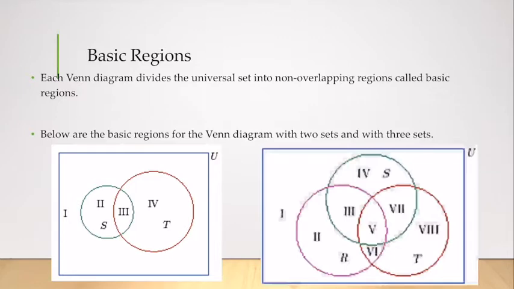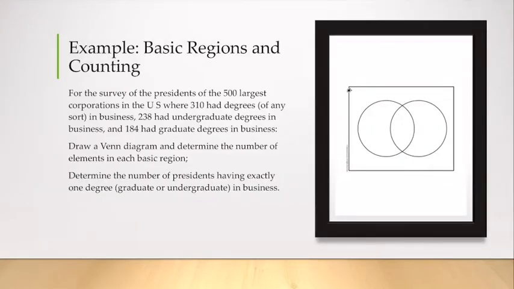So here we have the intersection of these 2 sets. Here we have the intersection of these 3 sets. We can also look at the intersection of each set 2 by 2. We can use these for counting examples.